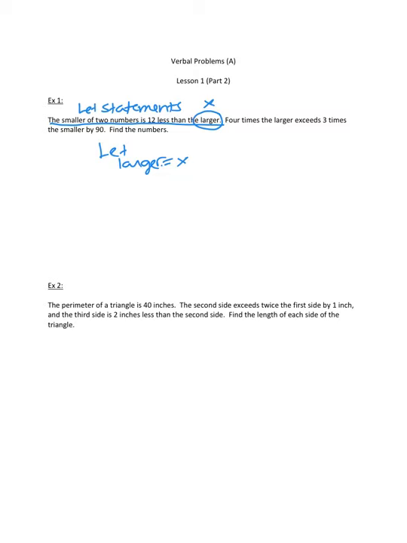And then I go back and reread that sentence. The smaller of the two numbers is 12 less than the larger. So the smaller is 12 less than the larger, which is x. So x minus 12 would be 12 less than the larger. That's what I'm going to call the smaller number.